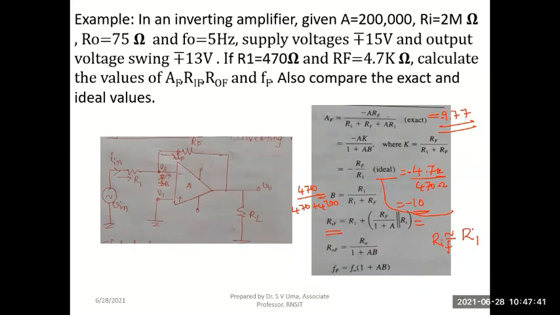Approximate, there is no calculation. It is just RIF is 470 ohms. I want you to find how much is the exact input resistance using this relation. Please do it. And find R0 and FF. All of you do it and post your answers on the chat.